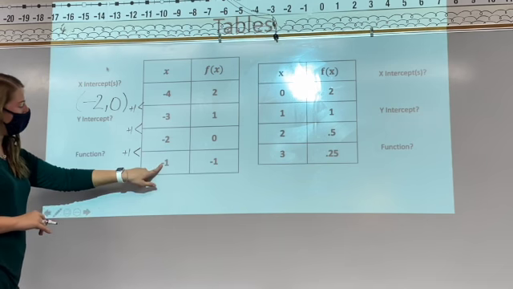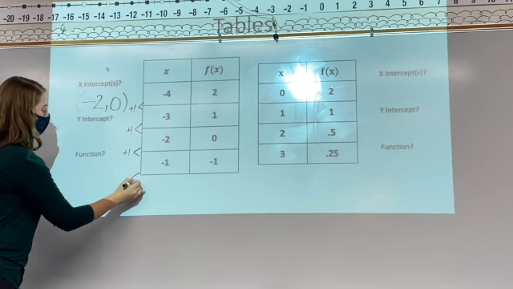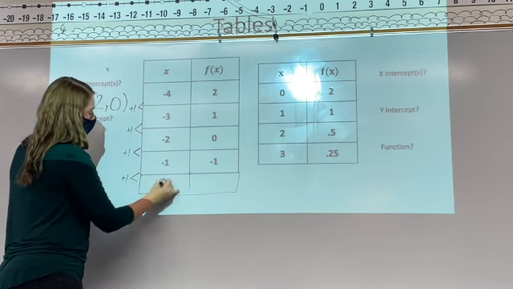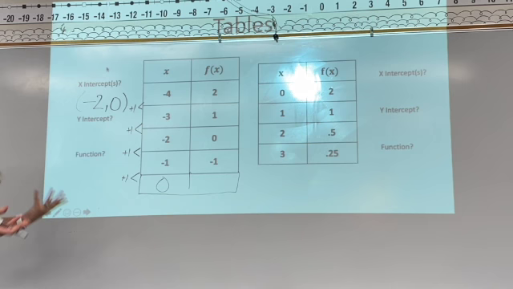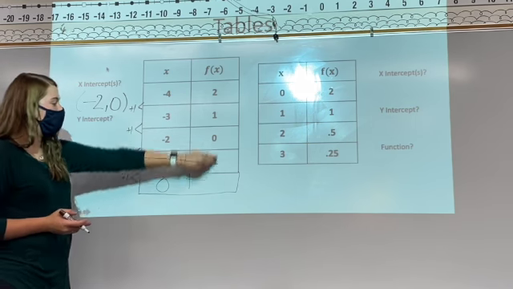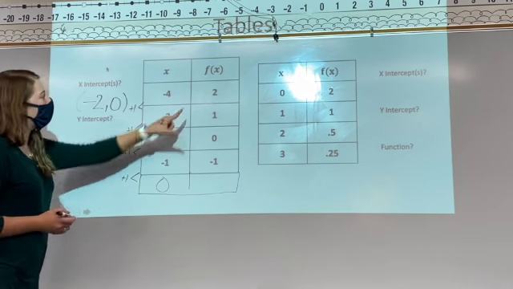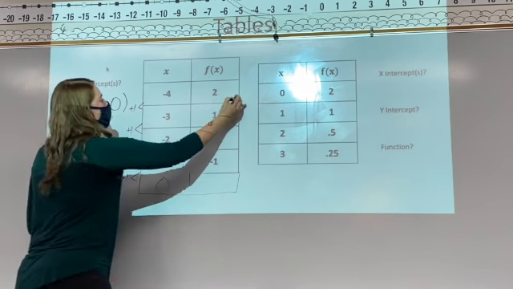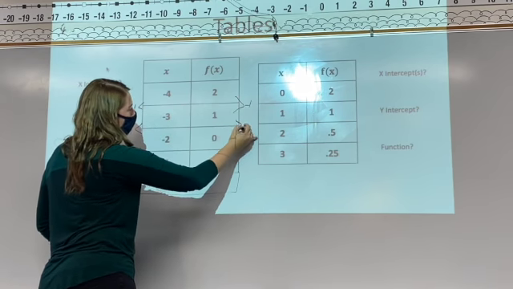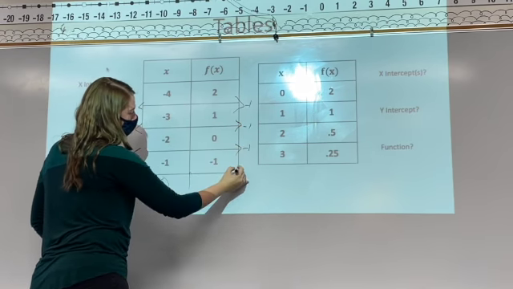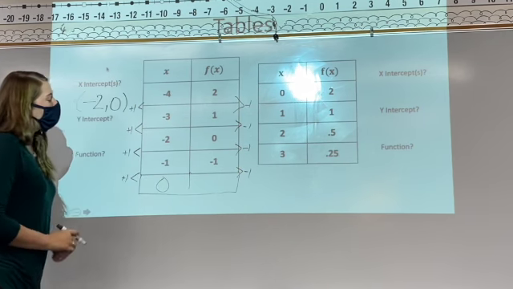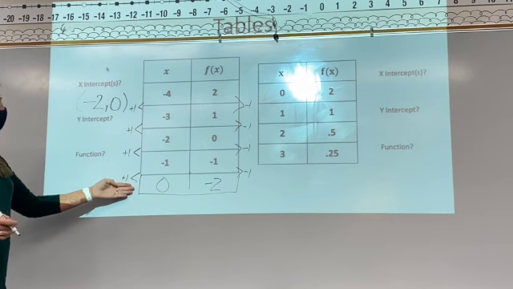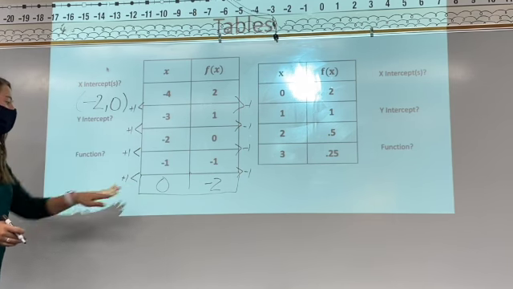So if I add 1 to -1, I'm going to end up with 0. I would have to do the same thing in my y value column in order to get my whole point. So if I see what's going on here, 2, 1, 0, -1, I can tell that I'm going down 1, so subtracting 1 every single time. So -1 minus 1 is -2. So here I have my y-intercept, (0, -2).